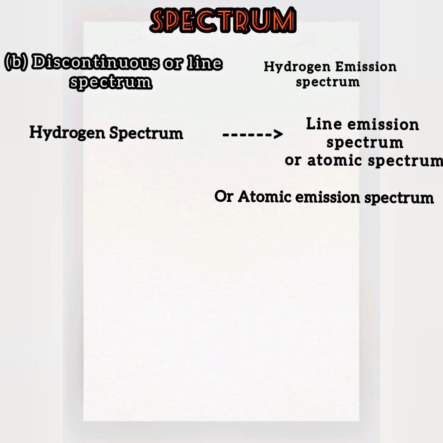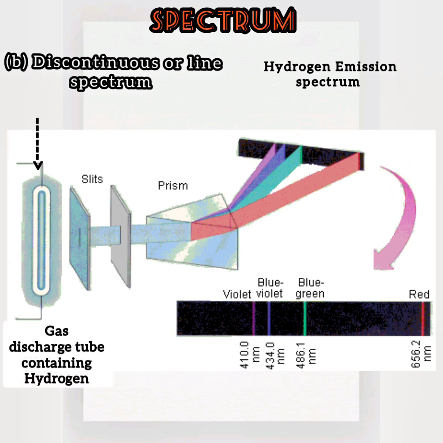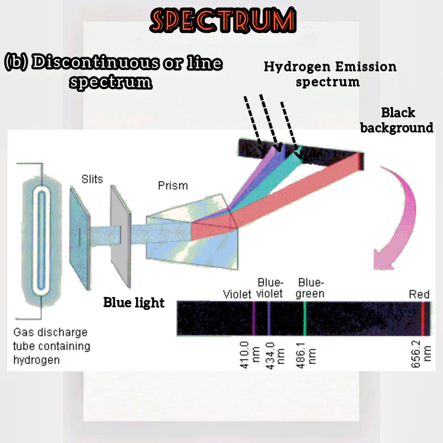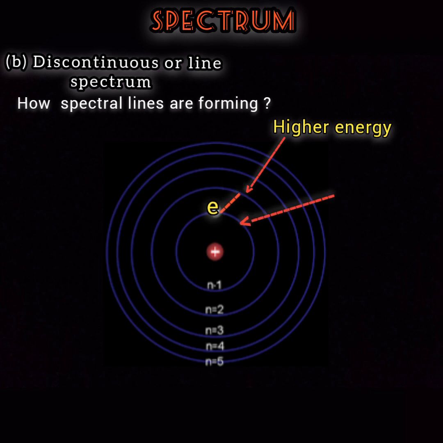Let's see the hydrogen emission spectra here in detail. When an electric current is passed through a glass tube that contains hydrogen gas at low pressure, the tube gives off blue light. When this light is passed through a prism, four narrow bands of bright light are observed against a black background. How spectral lines are formed: when an electron transitions or jumps from a higher energy state to a lower energy one, spectral emission occurs.